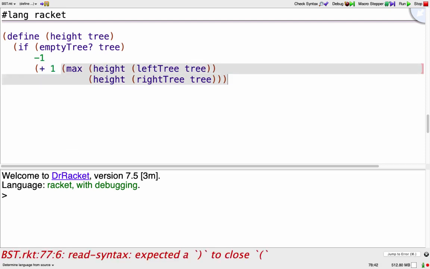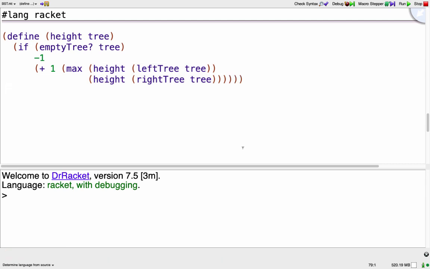of those two values. So the most important thing here is to see this naturally recursive structure. I call height on my left tree, it gives me a number. I call height on my right tree, it gives me a number. I take the max of those two and I add 1. Probably this seems really similar to when we wrote length for a list.